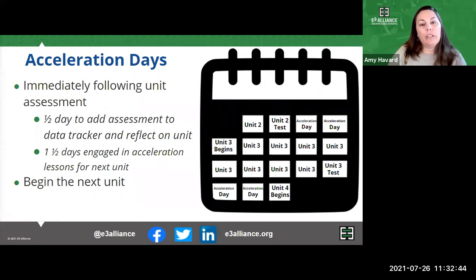The other whole group option to think about if you're a classroom teacher is acceleration days. That means adjusting your pacing calendar so that you have 1 to 2 days between units that you can specifically devote to acceleration. Now think about it. A lot of classroom teachers that I know already have 1 to 2 days set aside between units. Typically, we use those days for test correction or reteach or something like that.